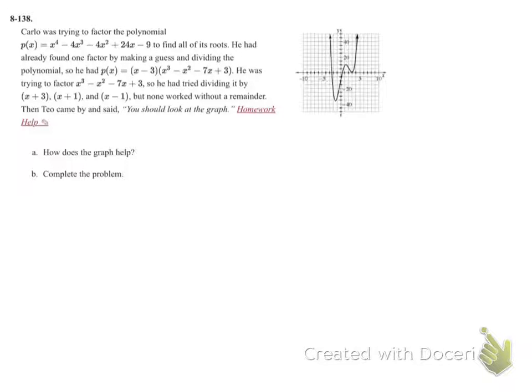All right, problem 138, we are taking a look at a fourth degree polynomial and trying to find all the roots. So we found one factor, which was an x minus 3. And he was going through and then trying to figure out some other ones and could not figure out some other ones. And then they said, well, you should look at the graph. And how does the graph help?